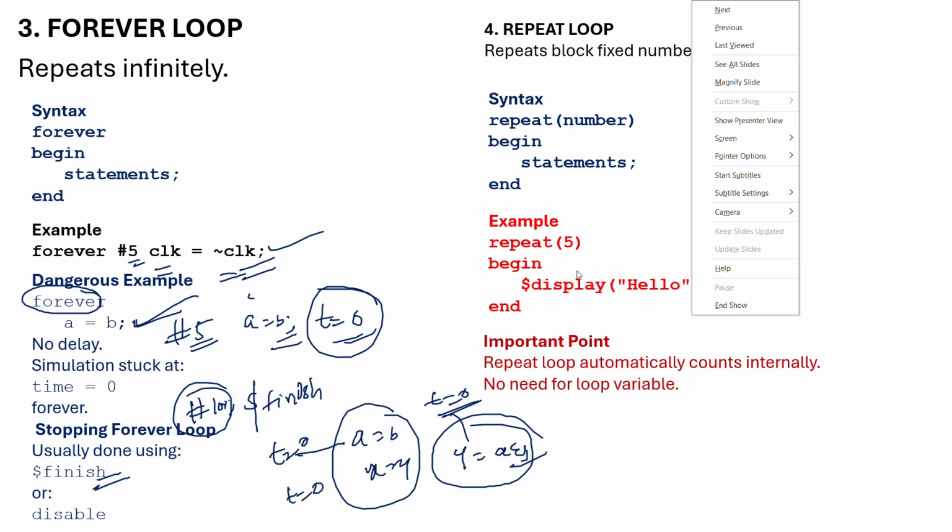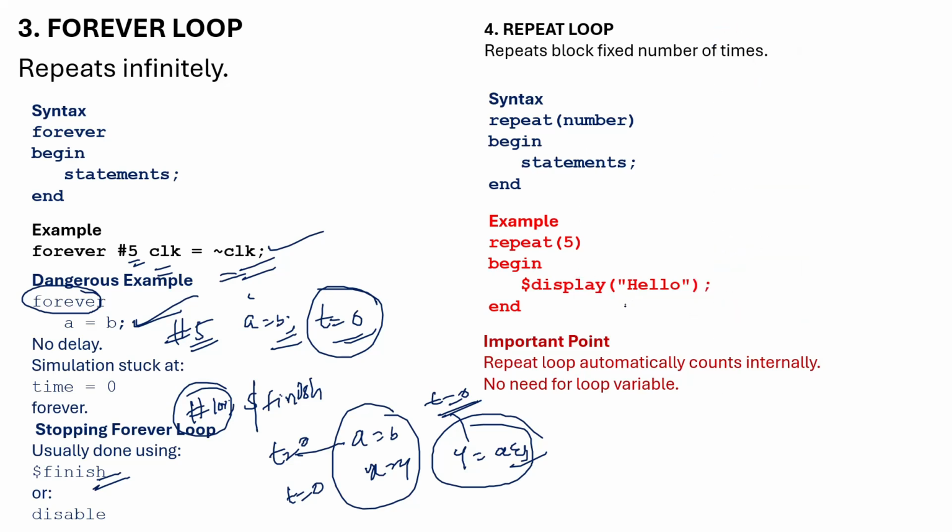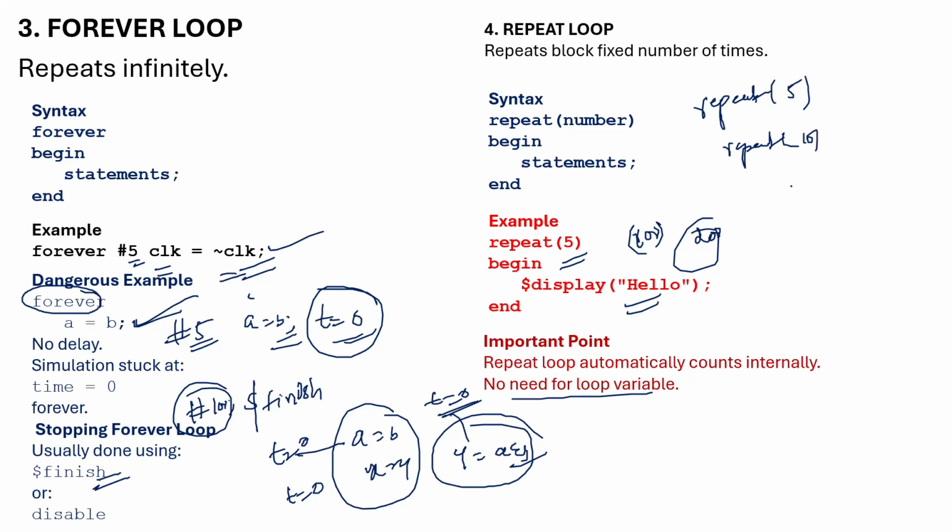10 times I want to repeat. Okay, this hello world, hello is the display statement. I want to repeat it 5 times or 100 times or some 200 times, based on your repeat condition it will be printing. So this repeat is automatically counting, the count is automatically incrementing. Don't use any loops for a counting purpose. Okay, no need for loop variables here. Just repeat is the condition, repeat 5 times or repeat some 10 times, this will be enough. Clear?